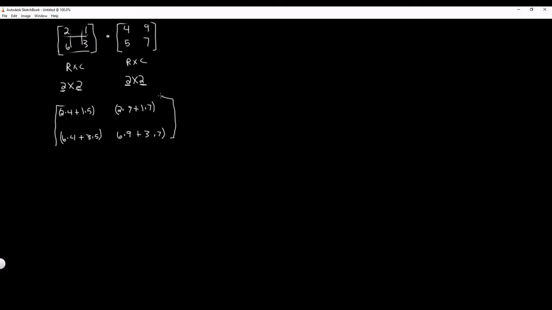If we simplify this all down, 2 times 4 is 8, plus 5 is going to be 13. 2 times 9 is 18, plus 7 is going to be 25. 6 times 4 is 24, plus 15 is 39. And 6 times 9 is 54, plus 21 is 75. And this is going to be our final matrix of size 2 by 2.